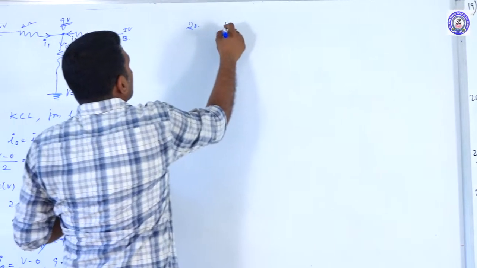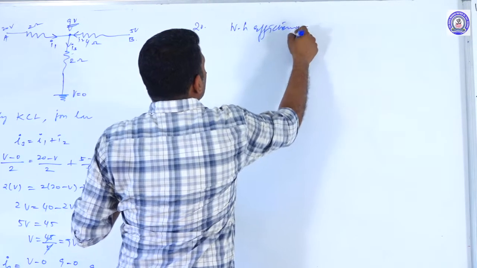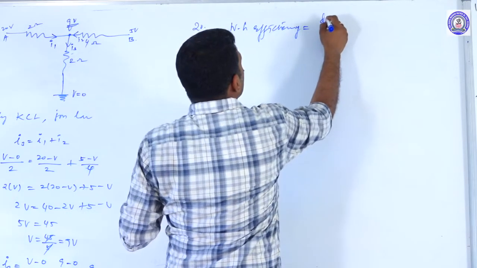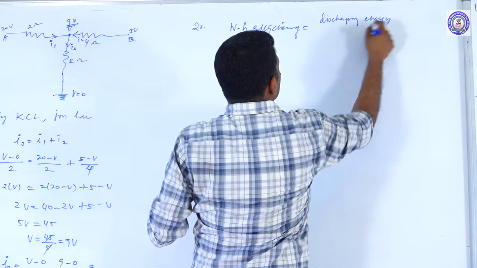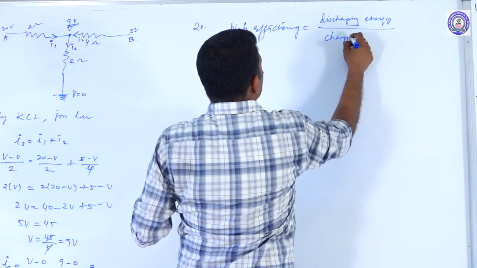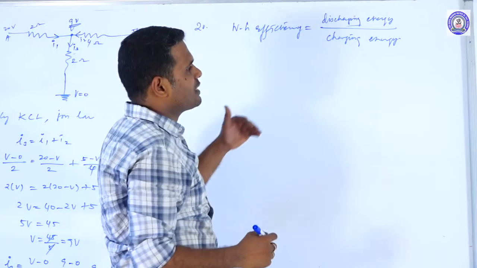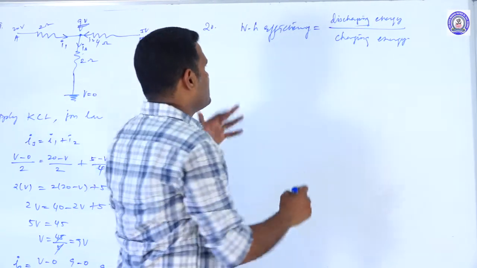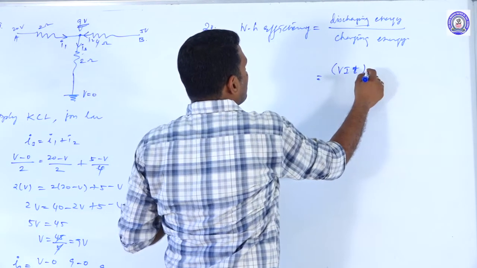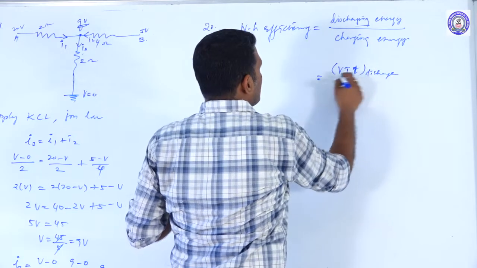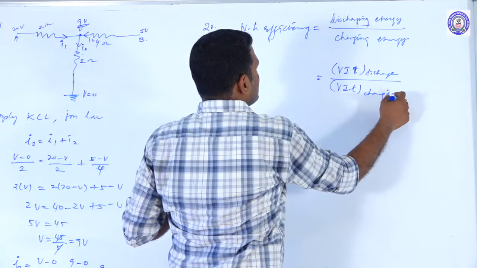Question number 20. Watt-hour efficiency is equal to the ratio of discharging energy divided by charging energy. Discharging energy by charging energy. Energy is nothing but power into time. So VIT at the time of discharge divided by VIT at the time of charging.